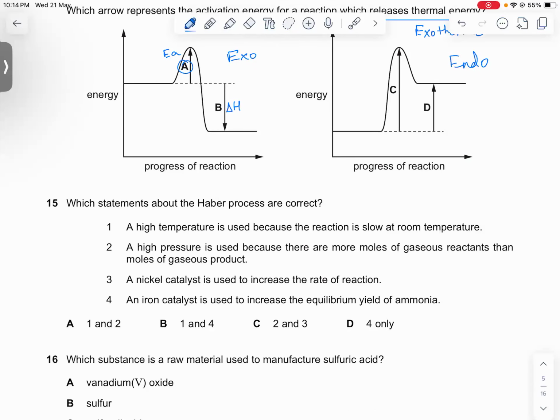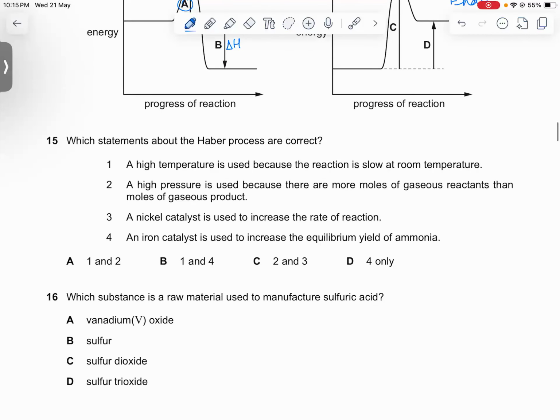Next question. Which statements about the Haber process are correct? A high temperature is used because the reaction is slow at room temperature. Well, yes, that is true. The reaction is extremely slow at room temperature. Why? Because of the nitrogen triple bond. The N triple bond N is very strongly held. The old bond needs to be broken so that new bonds can form, meaning ammonia can be produced. A high pressure is used because there are more moles of gaseous reactants than moles of products. That is also true. So the first statement is true, the second statement is true, and we can only choose a maximum of two statements. So the answer must be A.